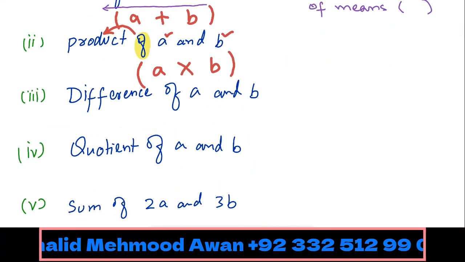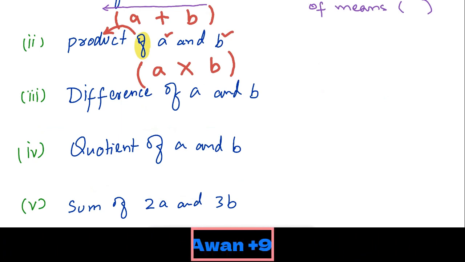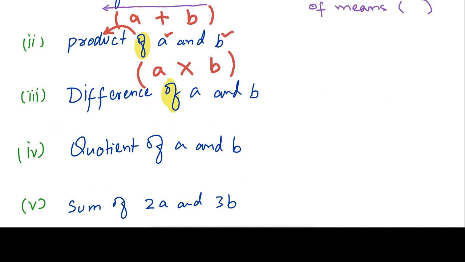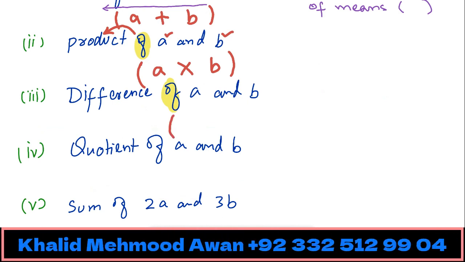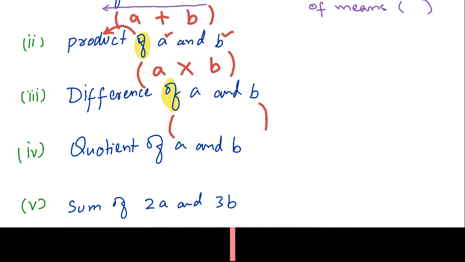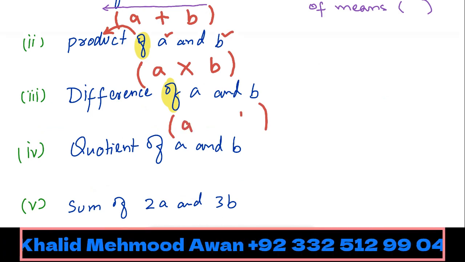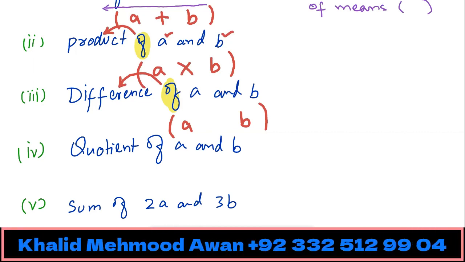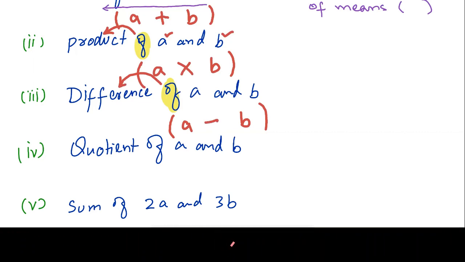Similarly, the third statement again has of. So we'll be replacing of with a bracket sign, and there are two variables. So we are putting the two variables A and B. And what to do with these two variables? The word before of describes this is the difference. So it means we have to subtract.